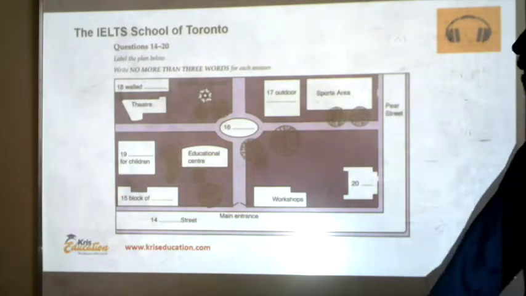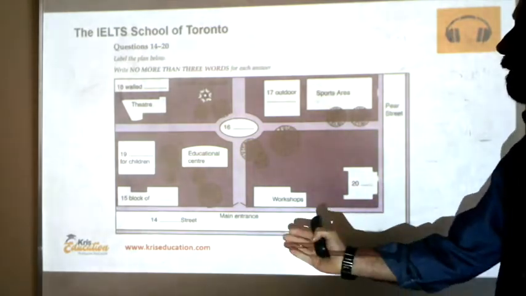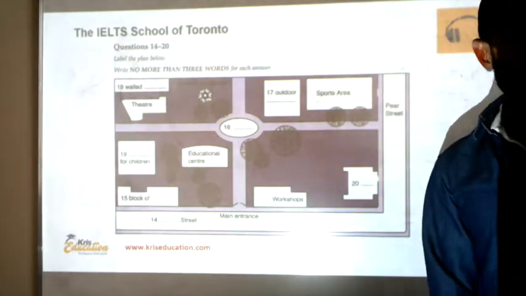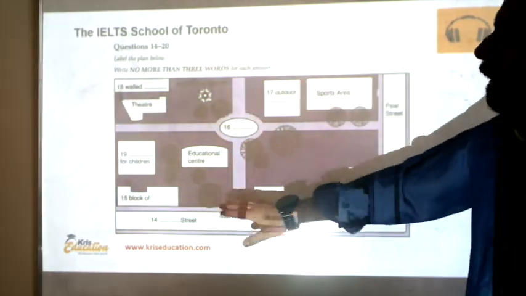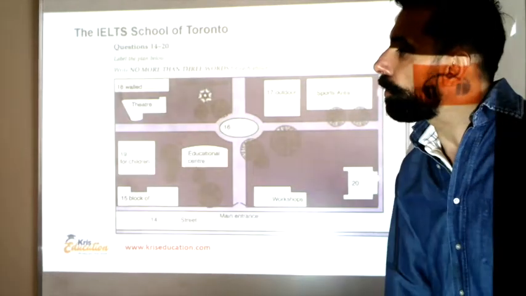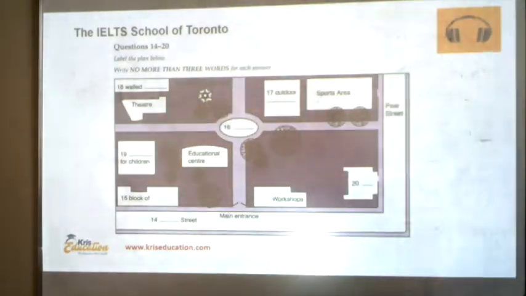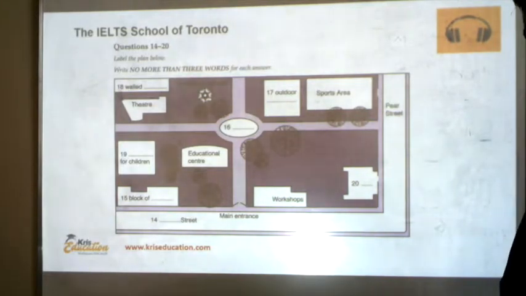This is an example of a map that IELTS can give. So what we've got here, as you see, different numbers, and you need to fill in the gaps. Very often test takers do find this type of exercise quite challenging, and together we will see the steps that you need to follow to perform well in this type of exercise.